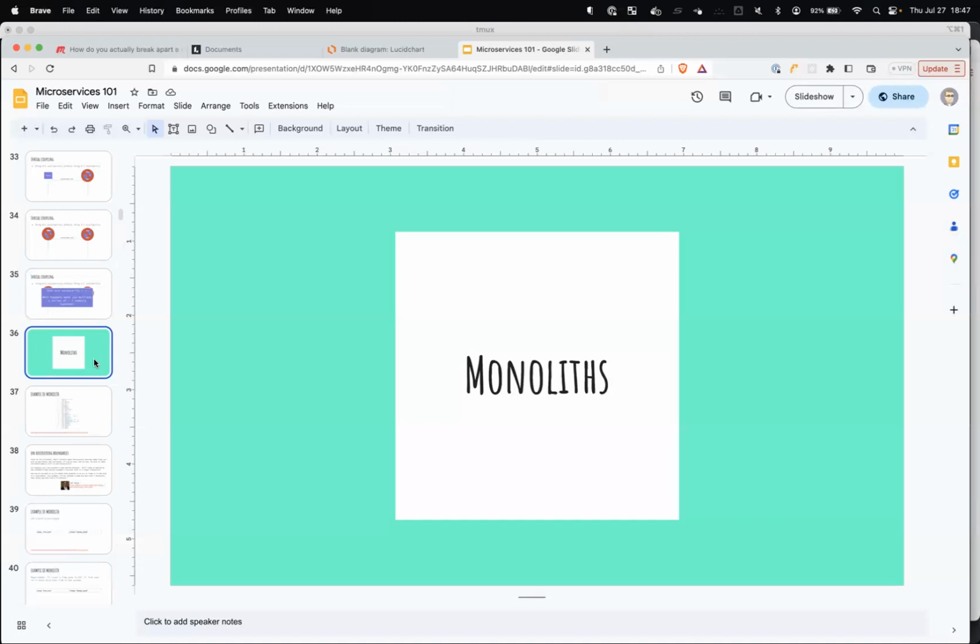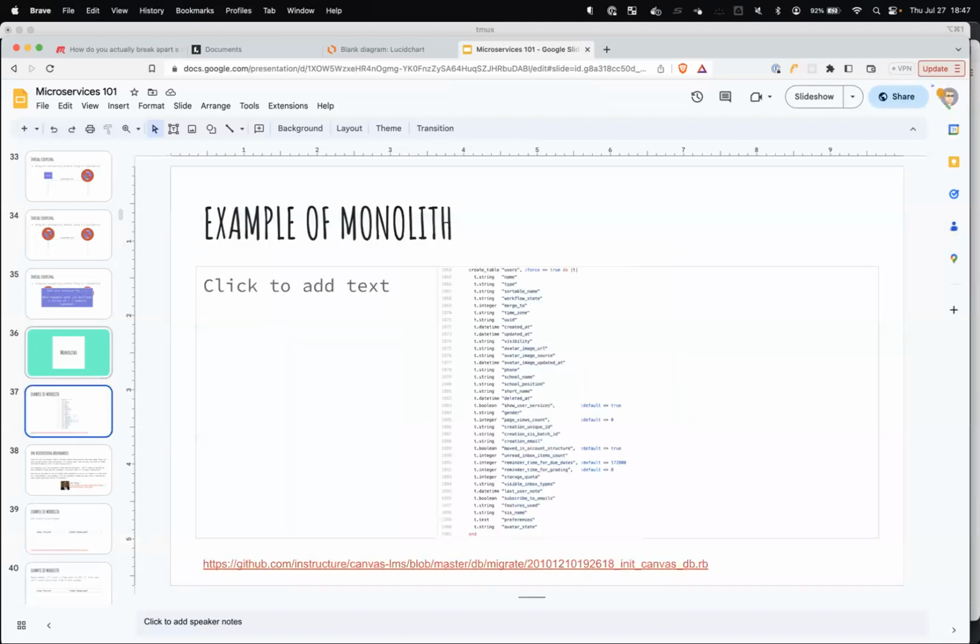Jumping back into the tech here, you have to understand what a monolith is. It's not a deployment strategy. It's not whether or not you use Docker. It's not whether or not you have microservices in Go or whatever. It's not a technology thing. It's a data model. And here is an example of a monolith. Maybe I should make this bigger here.